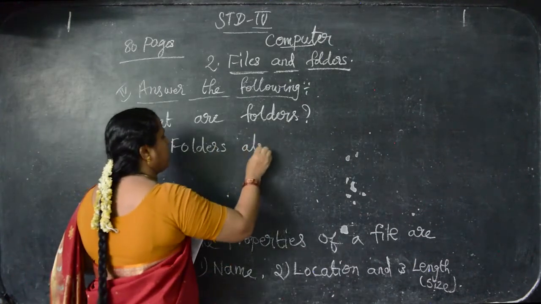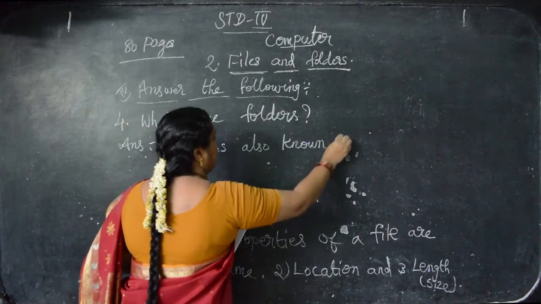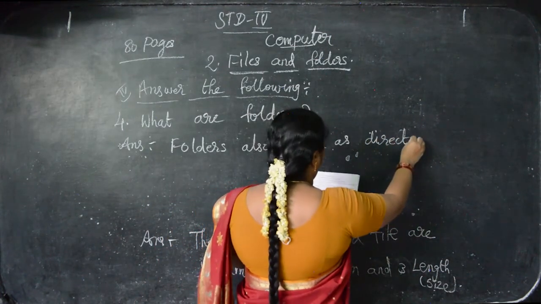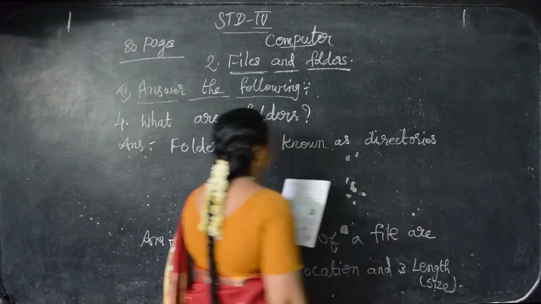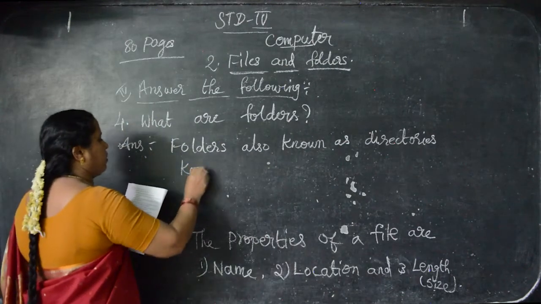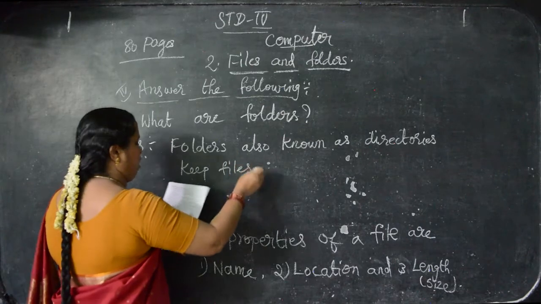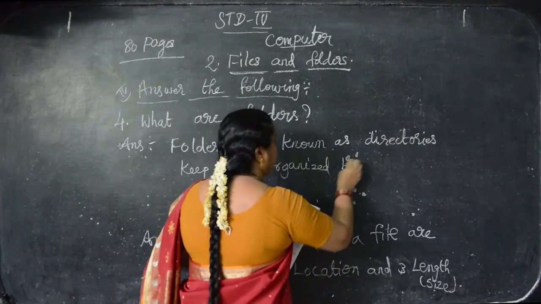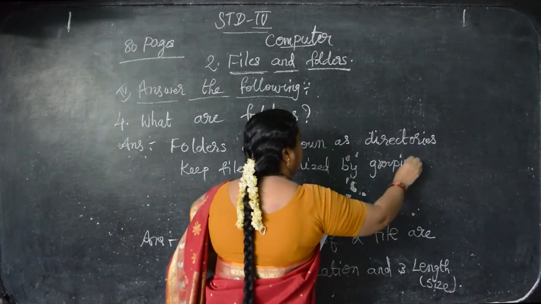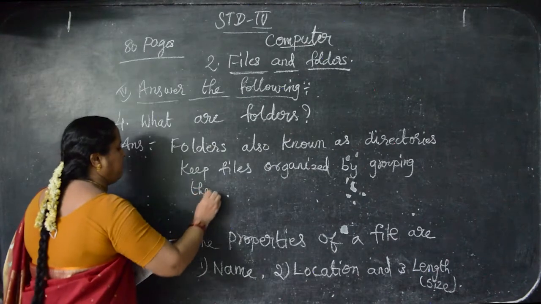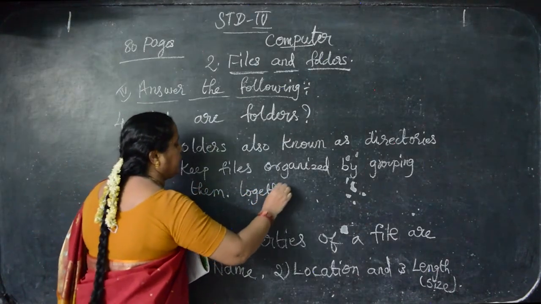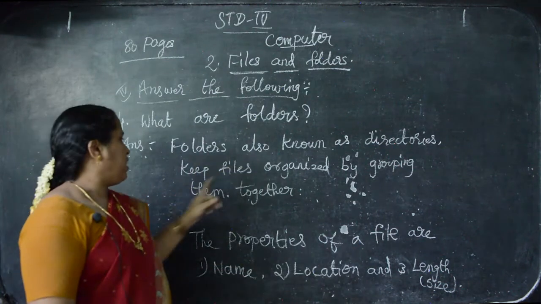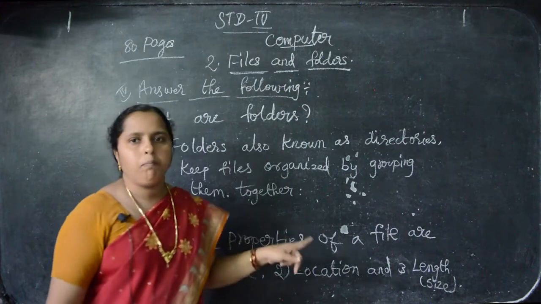Folders are also known as directories. D-I-R-E-C-T-O-R-I-E-S. Folders are also known as directories. Keep files, F-I-L-E-S, organized, O-R-G-A-N-I-Z-E-D, by grouping, G-R-O-U-P-I-N-G, them together, T-O-G-E-T-H-E-R. Folders are also known as directories. Keep files organized by grouping them together.